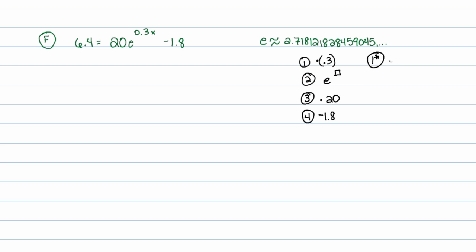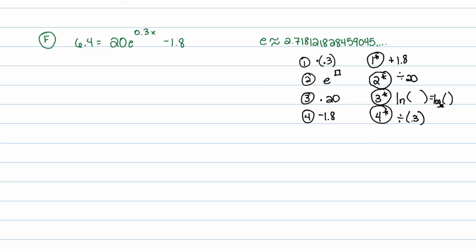So instead of subtracting by 1.8, I'm going to add 1.8. Instead of multiplying by 20, I'm going to divide by 20. Instead of raising base e, I'm going to take the natural log of both sides. The reason why is once I see an e in a problem, I know I need to do a natural log. Because remember, the natural log is just log base e. That will help out quite a bit. And finally, instead of multiplying by 0.3, we're going to divide by 0.3. So let's go ahead and do this.